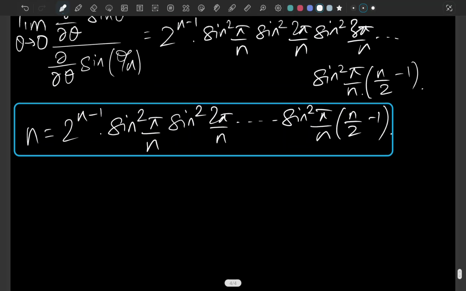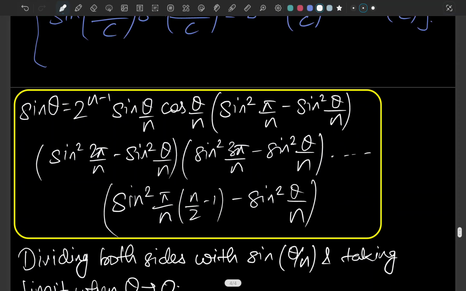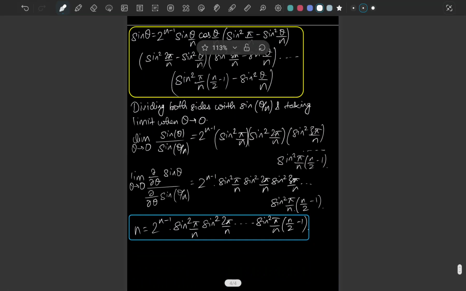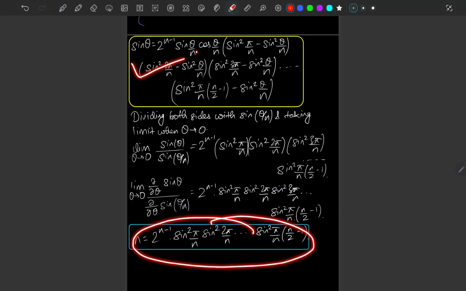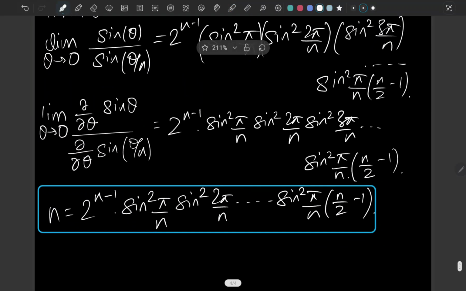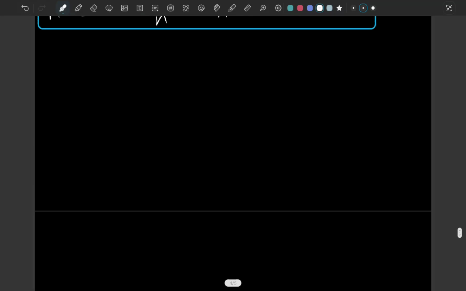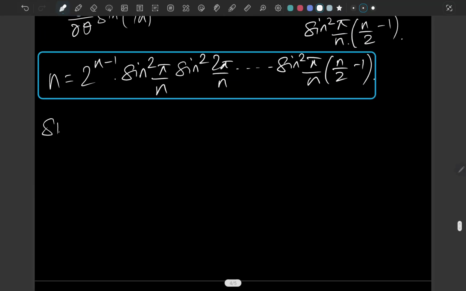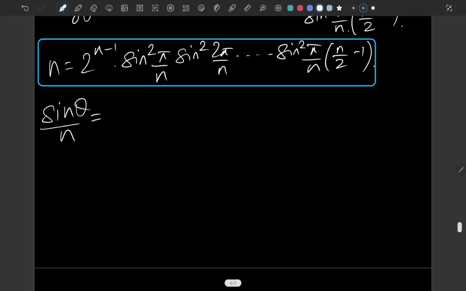So basically, if we are going to divide this result with this one, let me just zoom out slightly. We are just going to divide this result with this one, right? Okay, let's see what we have here. So basically I'm just telling you to do something here: sine theta over n, right? And sine theta equals this one, and n equals this one.